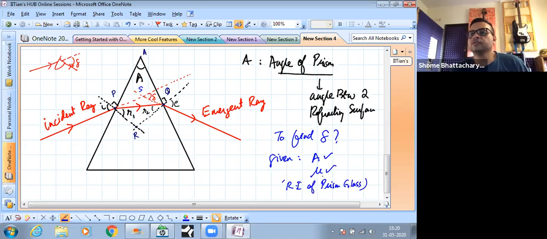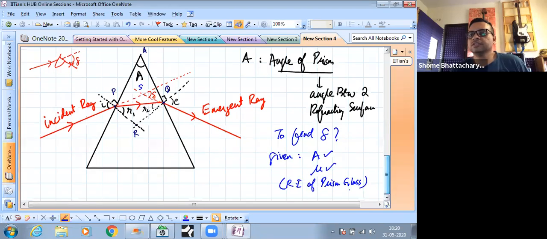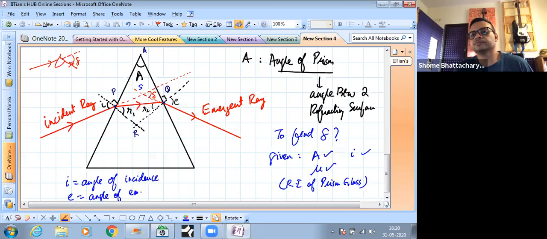and we also know the angle of incidence. So given these three quantities, we have to find a geometrical solution, which of course involves the refraction also. How to find the deviation? The terminology here is I is called the angle of incidence and E is called the angle of emergence. And of course, you have two refractions involved.